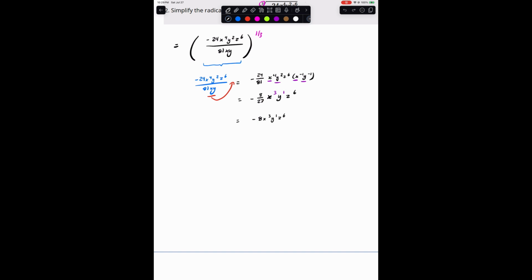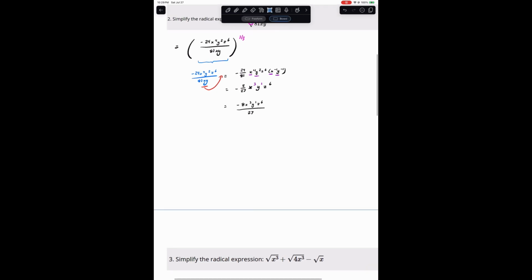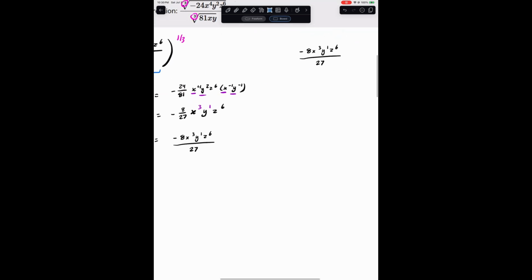This negative doesn't really matter where it goes with. I just put it on top because I know I can. Over 27. Okay. And now we need to put it back into the 1/3. Bring it here and bring back the 1/3 root. And we're going to redistribute. So we will now have a cube root of negative 8x cubed y z to the 6 over the cube root of 27.